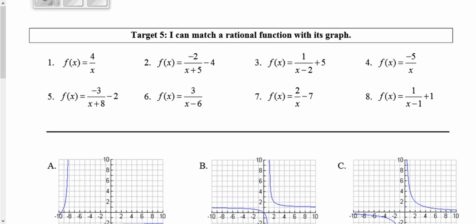And then what we're going to take a look at is target 5, which is actually a matching target. So now I'm giving you equations of rational functions and then graphs, and then we have to determine what goes where. What I like to start with here is the vertical asymptote. You can start lots of places. So I'm going to go through and write what the vertical asymptote is next to each of these. Remember, that's according to the denominator. It's the opposite sign of the denominator.